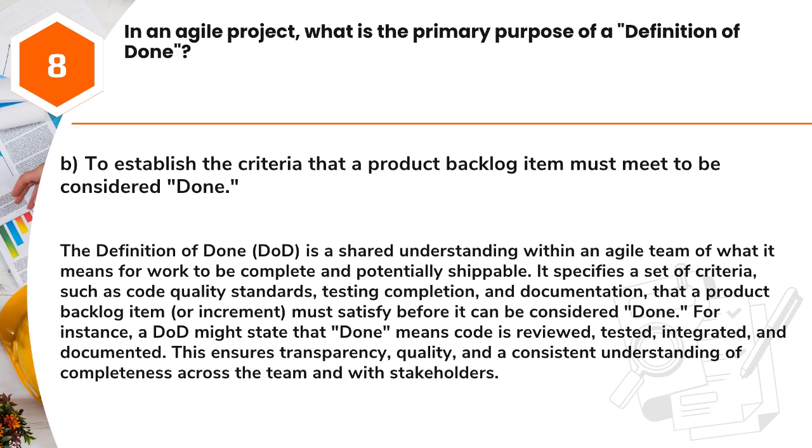It specifies a set of criteria, such as code quality standards, testing completion, and documentation, that a product backlog item, or increment, must satisfy before it can be considered done. For instance, a DoD might state that done means code is reviewed, tested, integrated, and documented. This ensures transparency, quality, and a consistent understanding of completeness across the team and with stakeholders.